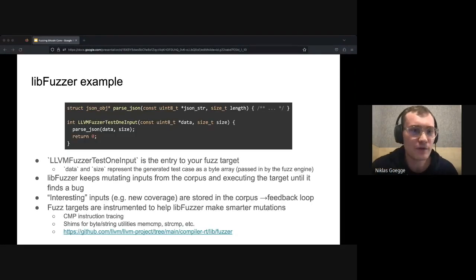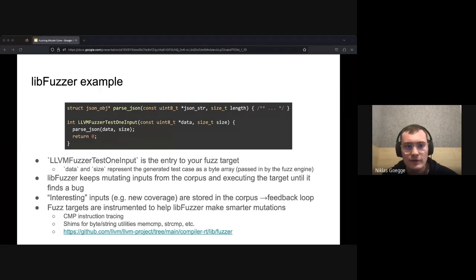So here's an example for libFuzzer, which is a coverage-guided fuzzing engine. The example target in this little example is the parse.json function, which takes a string, expects it to be JSON, and parses it into an in-memory JSON object.